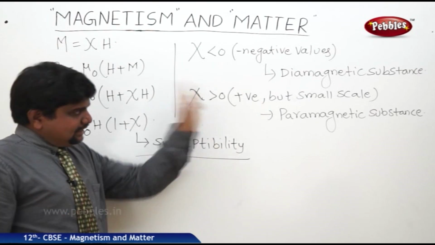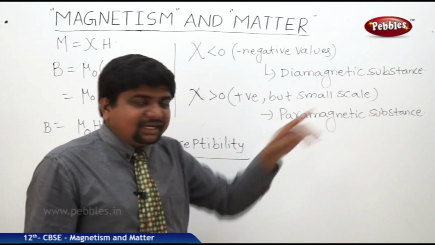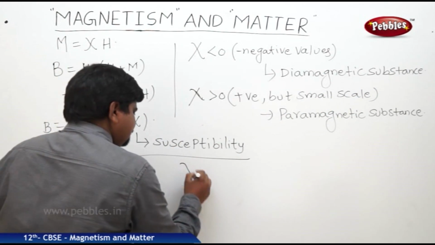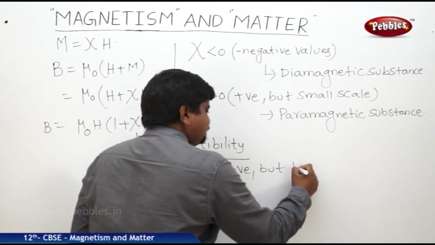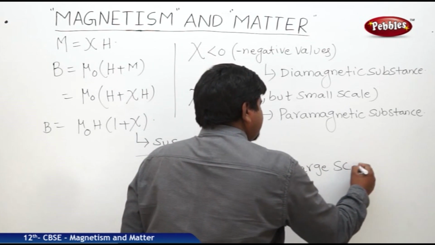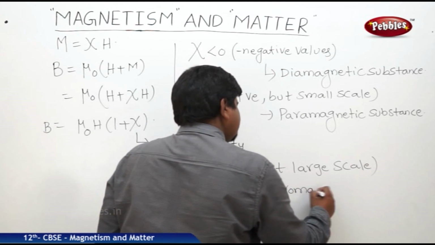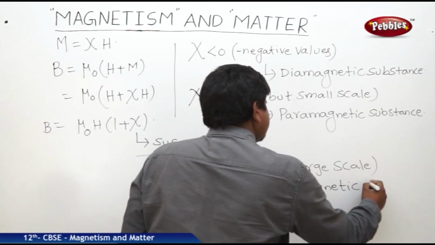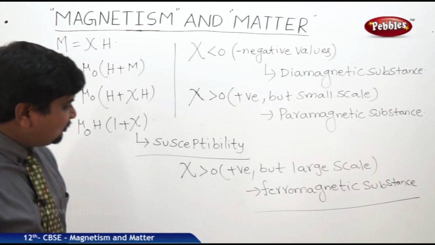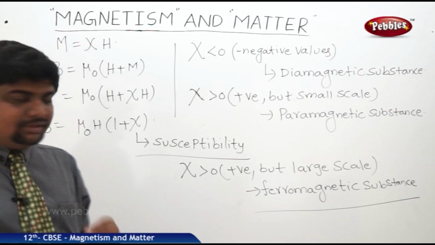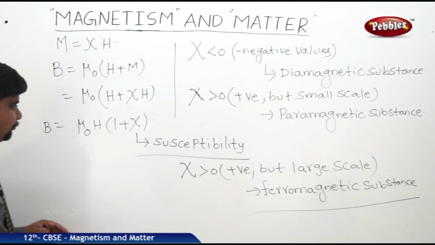If the same chi value is greater than 0, positive only, but on a large scale, meaning the values will be high, in that case that magnetic substance is ferromagnetic. Same chi greater than 0, positive, but larger magnitude, that is ferromagnetic. This is the classification of magnetic materials on the basis of chi value or susceptibility values. But how they will behave, what is their nature, we are going to discuss now.